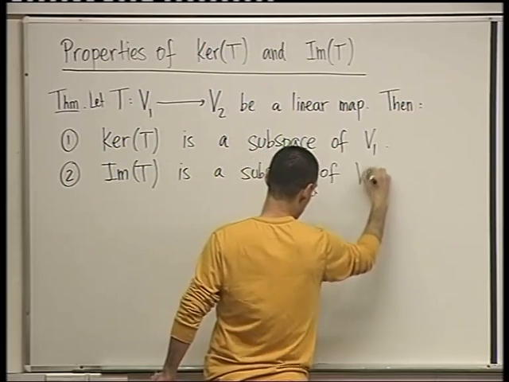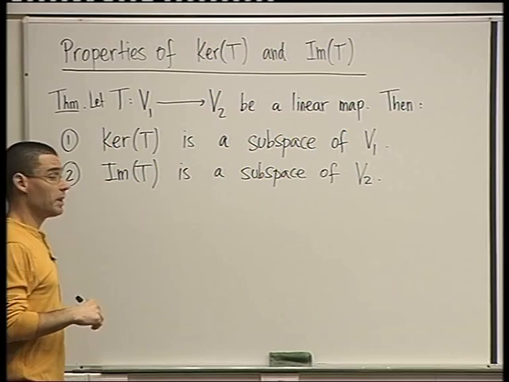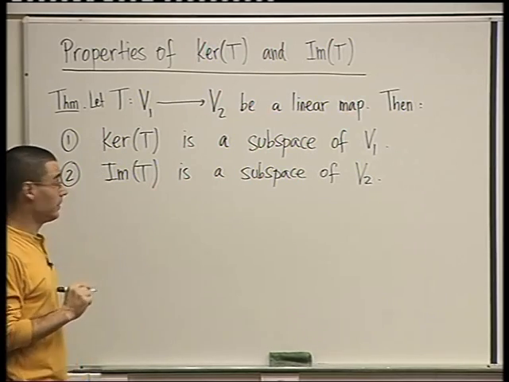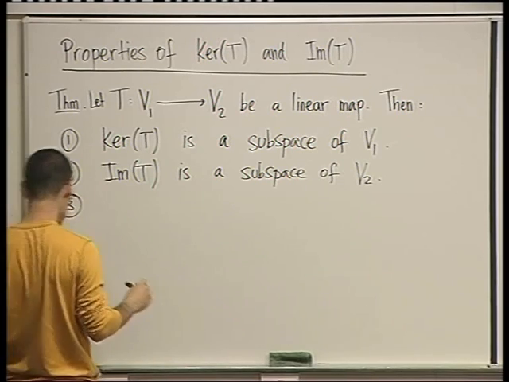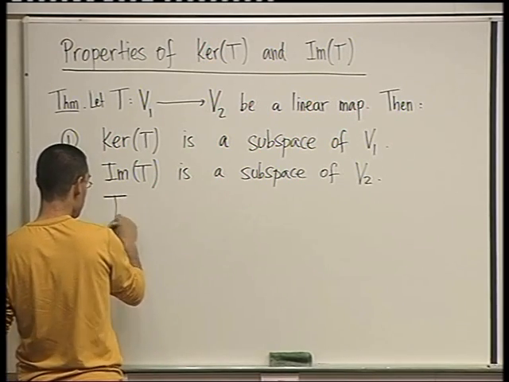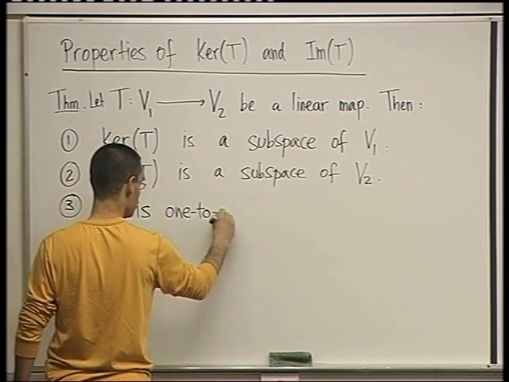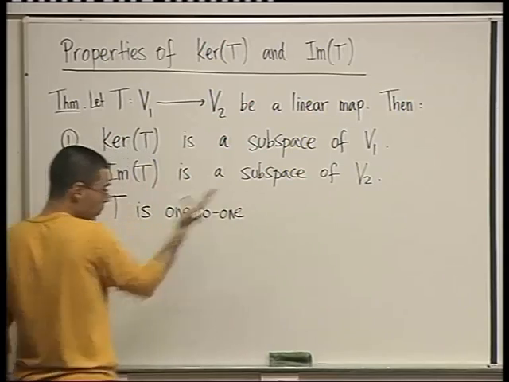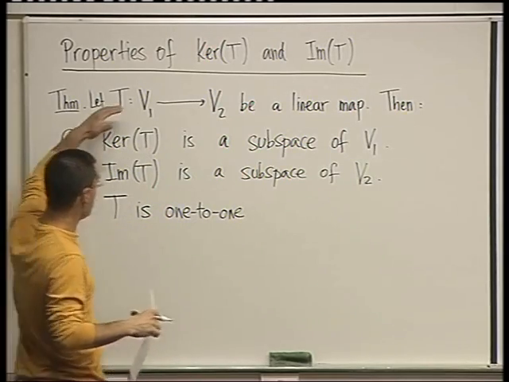of the range V2. Not just a subset, a subspace. 3, T is 1-to-1. You know what a 1-to-1 function is. A function is called 1-to-1.